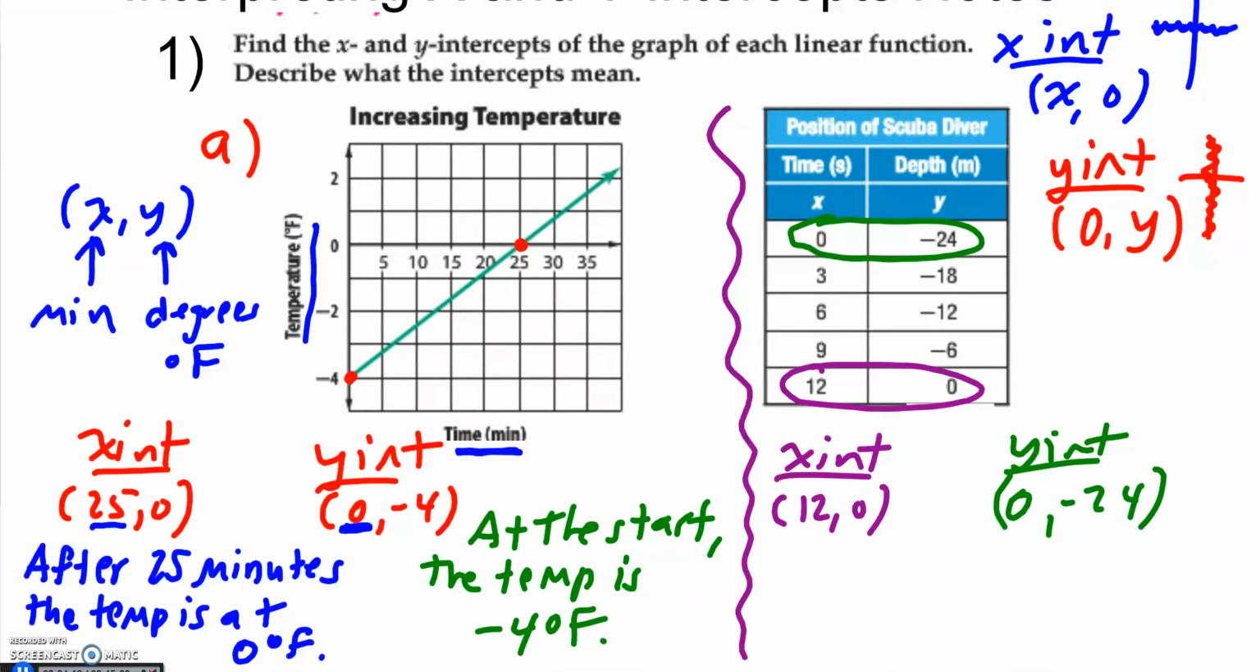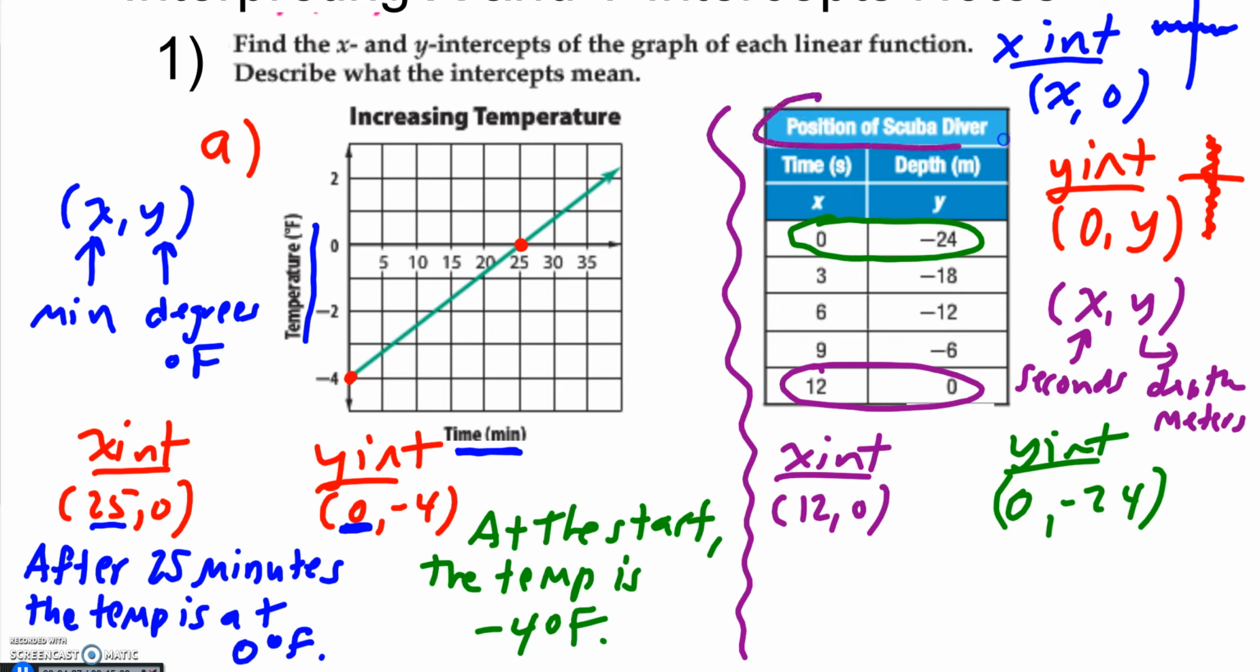So again, if I were to interpret what's going on in this problem, the X values represent time, so I'm going to write X, comma, Y again. The X values represent time in seconds, and the Y values represent depth in meters. So we're really dealing with a scuba diver's position in the water.